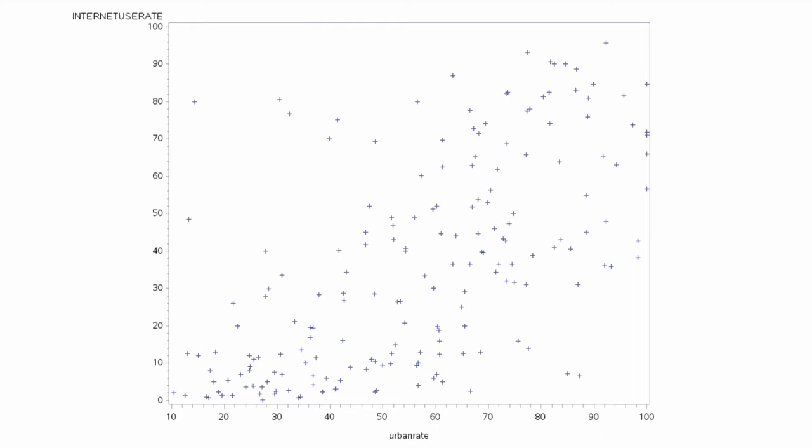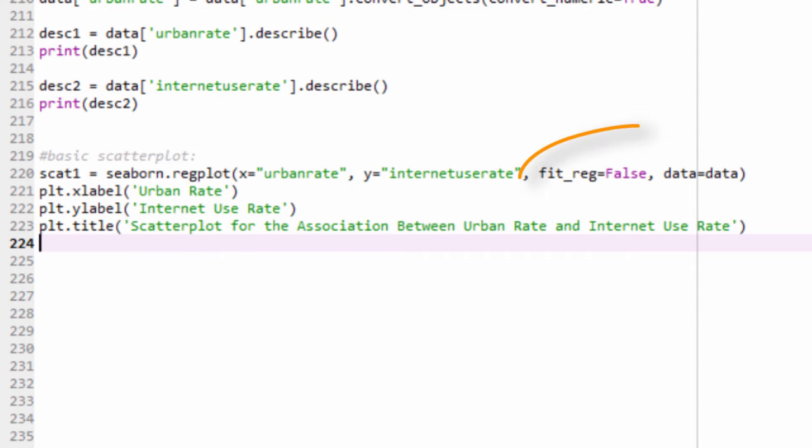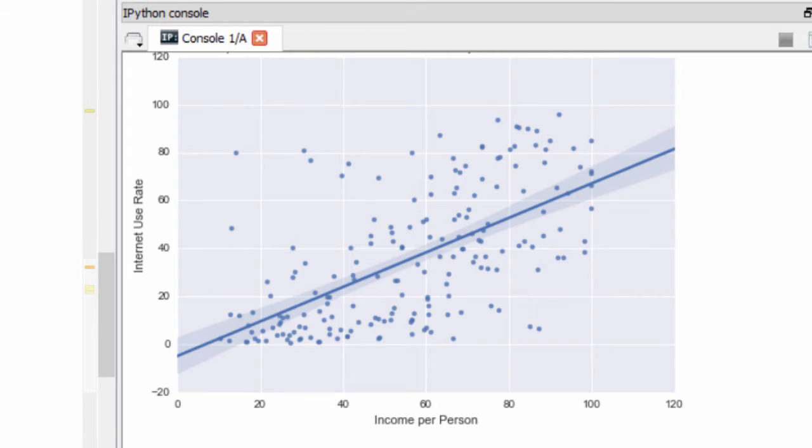An increasing slope, as we can see here, between urban rate and Internet use rate indicates the relationship is positive. That is, higher values on one of the variables seems to be associated with higher values on the other, and lower values on one are associated with lower values on the other. The code is identical, but I drop the fit_reg equals false in order to display the line of best fit. Here we see what looks like a positive relationship between urban rate and Internet use rate.